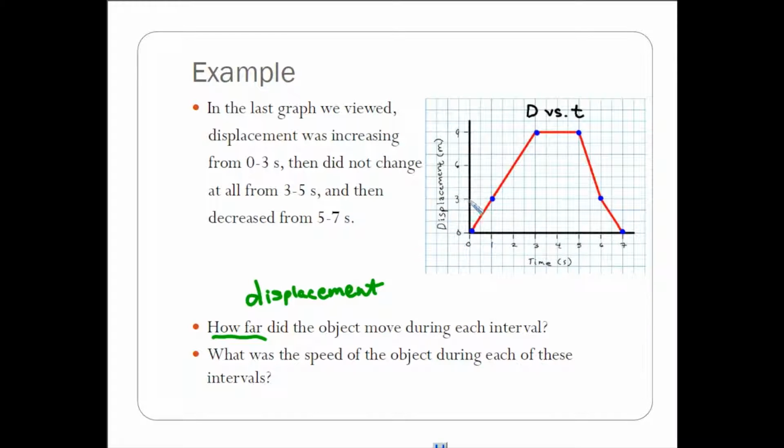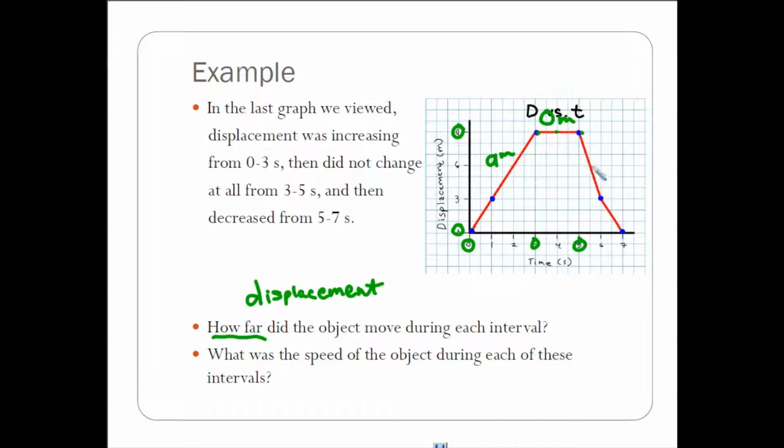To get that information, you need to only take a look at the y-axis. You can see that from 0 to 3 seconds, the object has been displaced from 0 to 9 meters. So for this first interval, it's 9 meters. And for the next interval, from 3 to 5 seconds, it has been displaced 0 meters because it's still at 9 meters for every second.